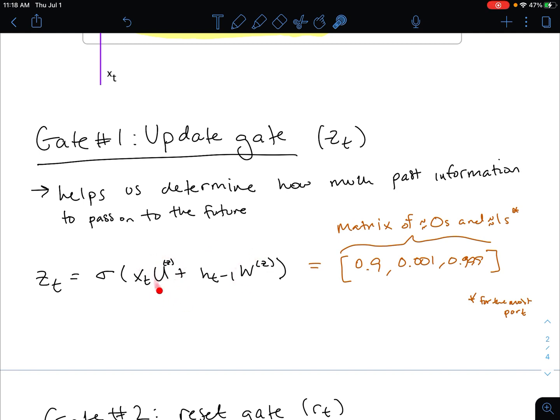Now you might ask why we need to incorporate the input when talking about how much past information we need to forget. Well, the current input gives us the context: given this new information, how much of this old information do we forget? That's really what we're answering in this first gate, called the update gate.